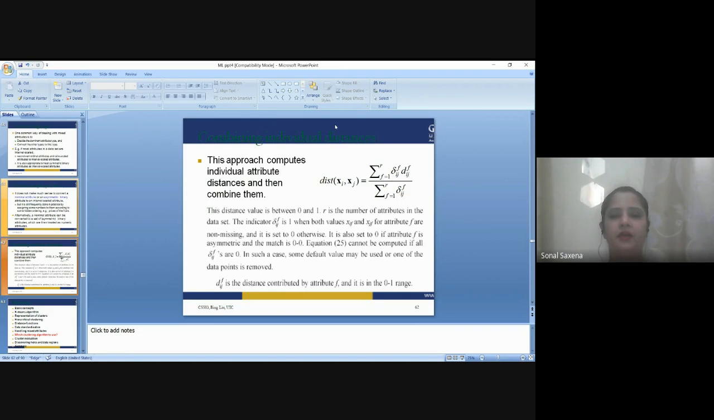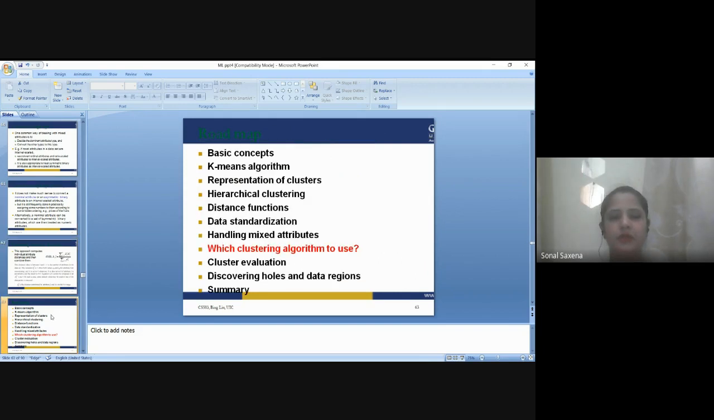Then, when combining individual distances, you can combine different distances and compute an overall distance from the individual attribute distances. Even this can be used. Now let us see which clustering algorithm you should use.